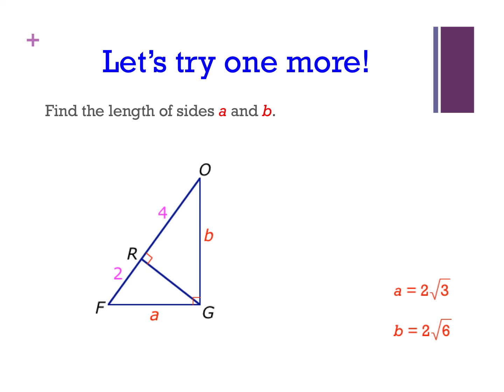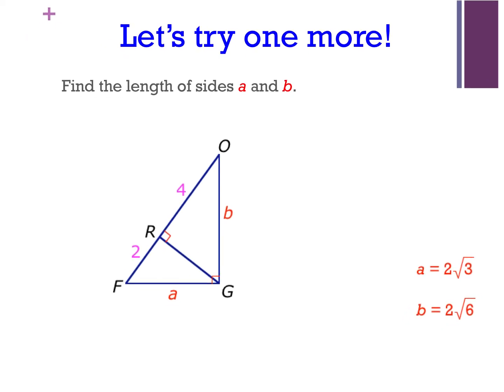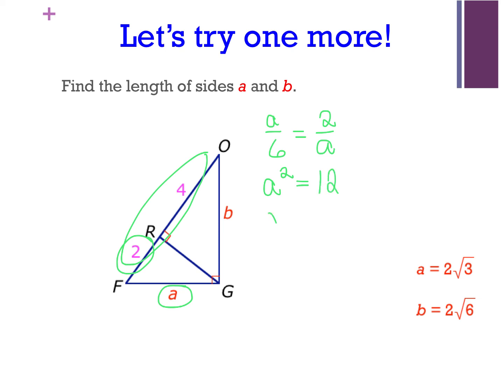Okay, let's try another one here. I need to find A and I need to find B. So the legs are A and B. A is the geometric mean of the entire hypotenuse, got it, and the piece right next to it, 2. Got it. So let's write our proportion. A, the leg, is the geometric mean. The entire hypotenuse is 6. I add those two lengths together. And 2 is the chunk next to that leg, adjacent to that leg. So A squared is going to equal 12. A is going to equal the square root of 12, which is also known as 2 root 3.